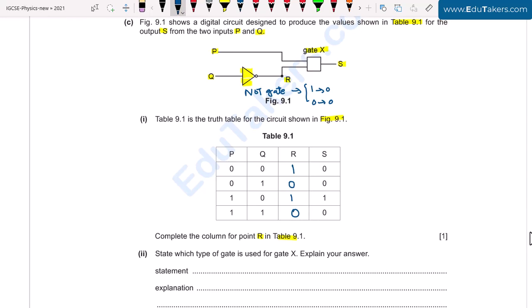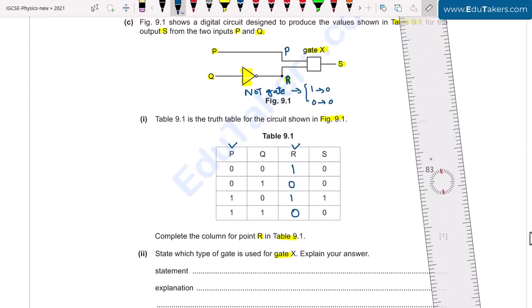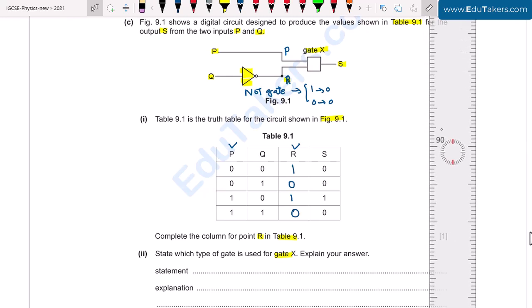Part 2. State which type of gate is used for gate X. Explain your answer. So here we have to tell what is the name of gate X. So first of all, the gate X is formed by inputs P and R. It is P and this is R. In the table we see the values of P and R and tell what is the type of gate that is used at the place of gate X. So first of all, I draw the truth table for AND gates.